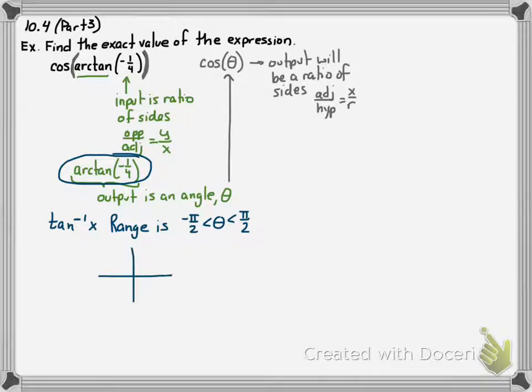So thinking about that, that means that we are looking for an angle somewhere between -π/2 and +π/2. So somewhere on that right-hand side. We do not want to consider angles on the left-hand side. Okay, now in this case, our ratio of -1/4 is negative, and of quadrants 1 and 4, tangent is negative in quadrant 4. So I know that my angle is going to be somewhere in quadrant 4.